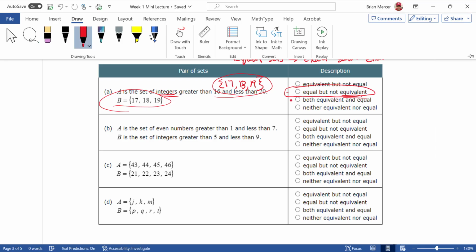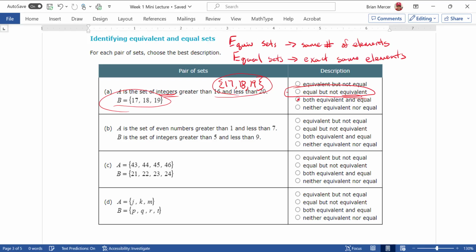It's not letting me erase that circle, but it turns out to be this one, both equivalent and equal, because equivalent just means they both have 3 elements. Equal means they're the exact same 3 elements, so 17, 18, and 19. So that's this first one.